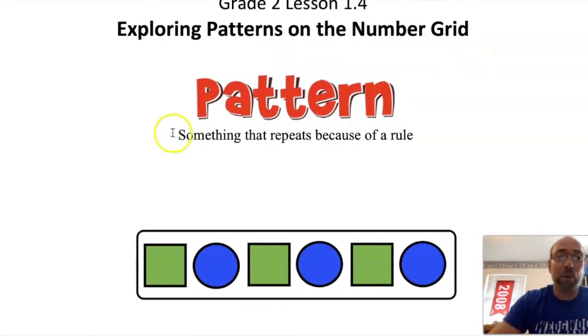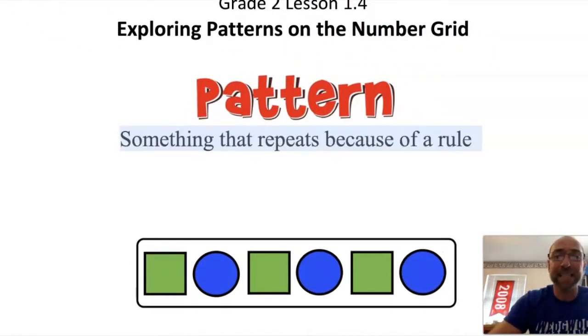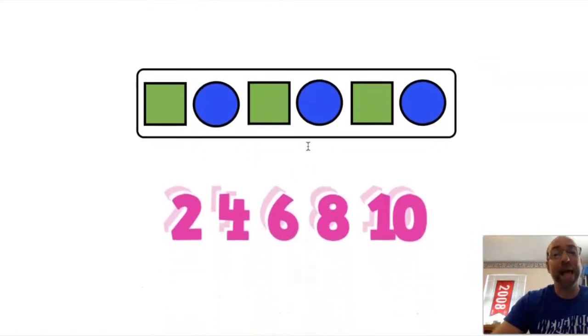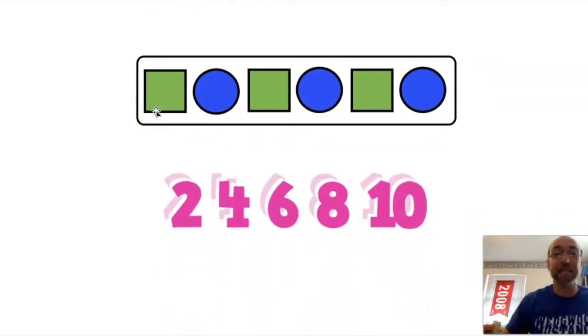So the first thing we want to look at is what exactly is a pattern? Well, a pattern is something that repeats because of a rule. So let's look at some examples of a pattern. Here's a pattern that repeats because of a rule. We have a square, a circle, a square, a circle. But we also have a green square and a blue circle, a green square and a blue circle. That's a pattern. It repeats because of the rule.